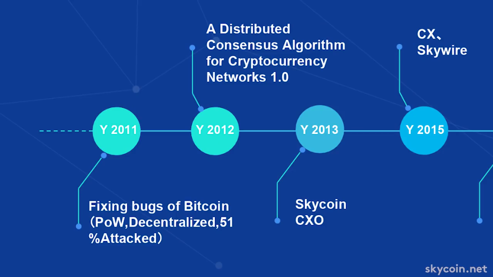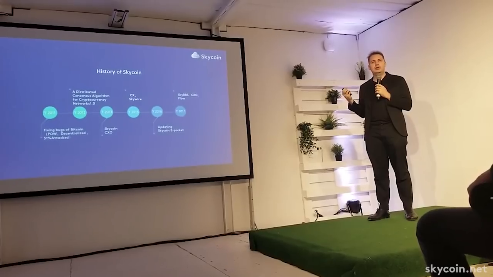Anyway, Skycoin started just after the public introduction of Bitcoin. We started by trying to figure out how to replace the consensus algorithm, how to fix problems with the mathematics of the blockchain, and how to simplify it.